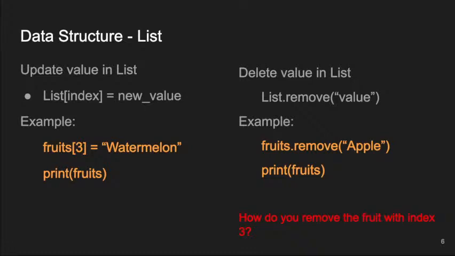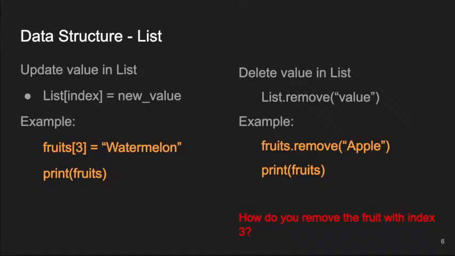Okay, so for our list data structure, you can also update any member of the list using the index, and this is the notation that you will use. Here we have an example. We're replacing the element on index 3 with watermelon. So we're assigning watermelon to the fourth element now, in index 3, because we start counting from 0.